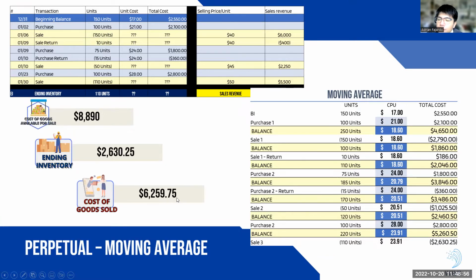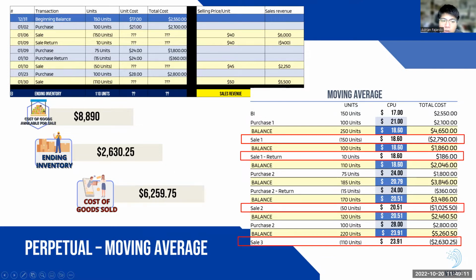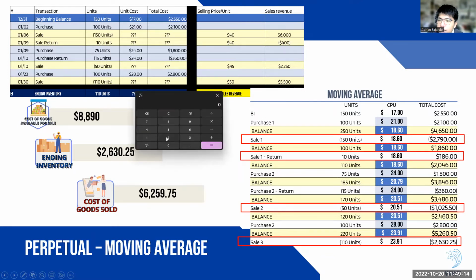So how did I get the cost of goods sold of 6,259? I basically knew that the cost of goods available for sale is 8,890. So I subtracted my ending inventory of 2,630. Or you can just look at all the costs related to sale. 2,790 minus the sale return of 186 plus sale of 1,025.50 plus 2,630.25 will give you your cost of goods sold of 6,259.